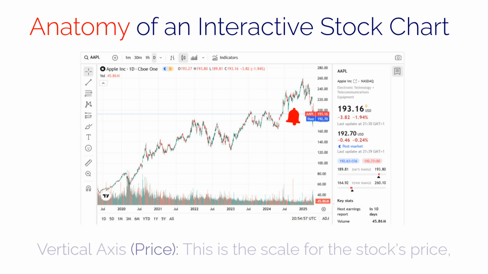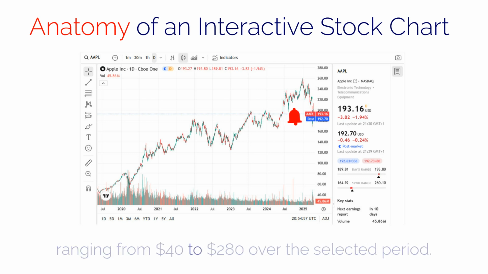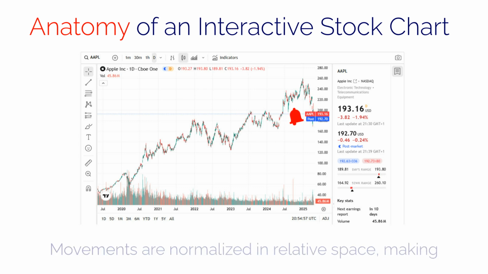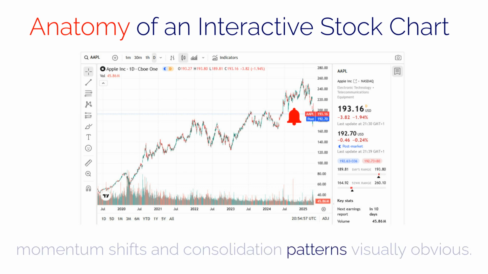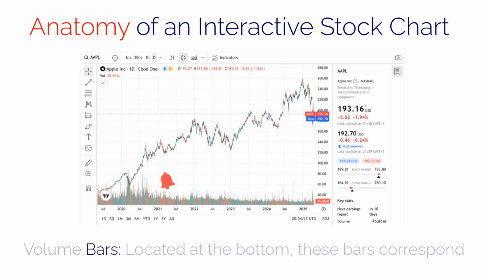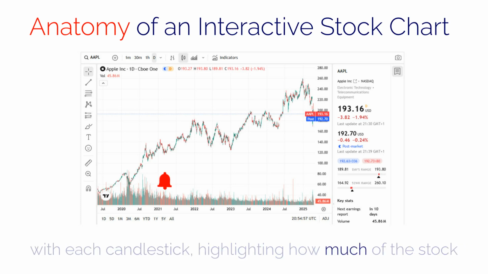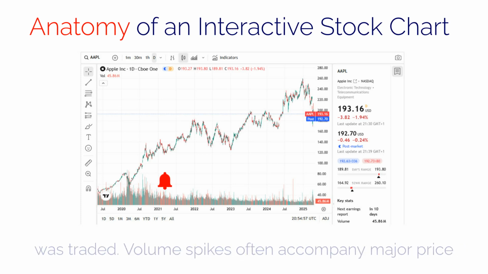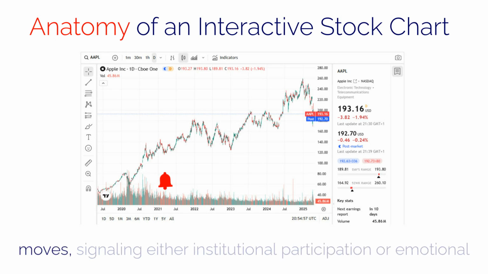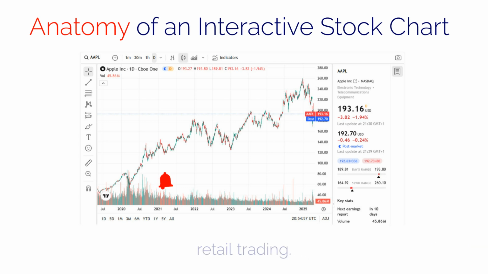Vertical axis, price. This is the scale for the stock's price, ranging from $40 to $280 over the selected period. Movements are normalized in relative space, making momentum shifts and consolidation patterns visually obvious. Volume bars located at the bottom. These bars correspond with each candlestick, highlighting how much the stock was traded. Volume spikes often accompany major price moves, signaling either institutional participation or emotional retail trading.